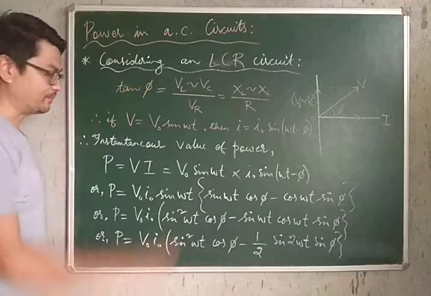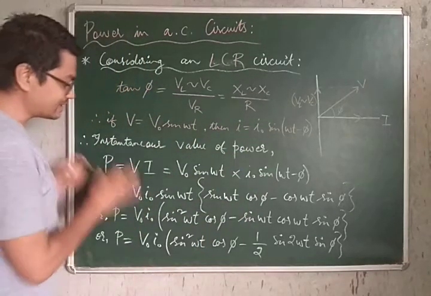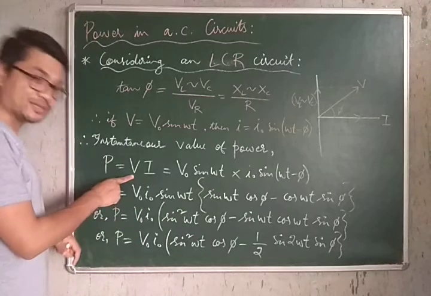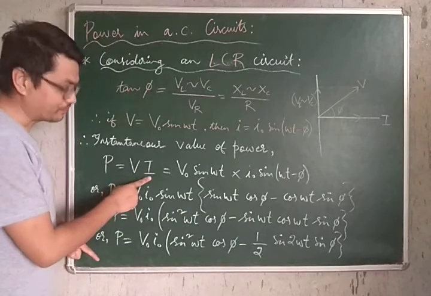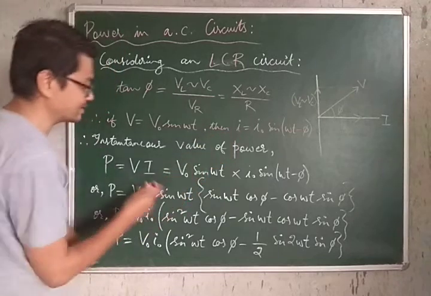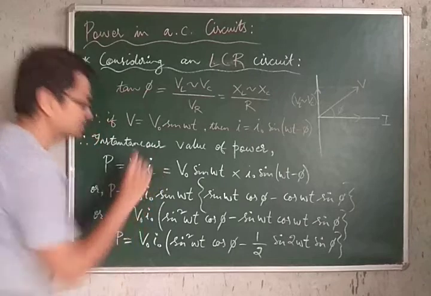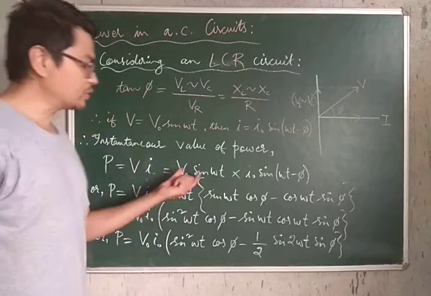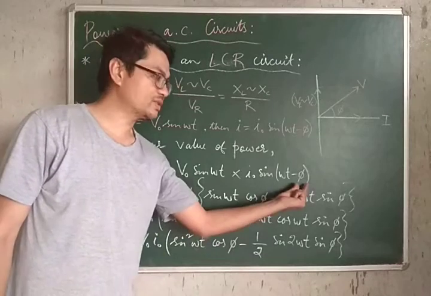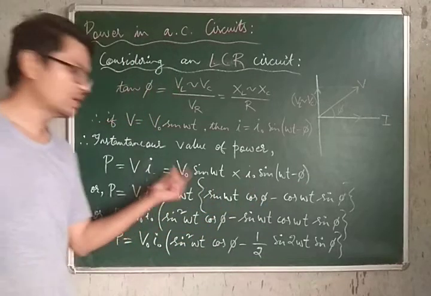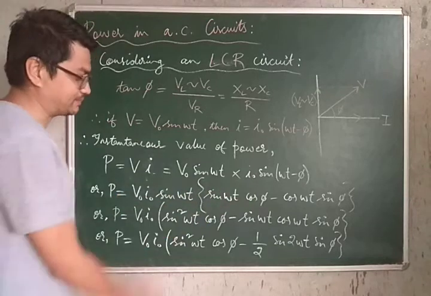So we know this. Therefore, the instantaneous value of the power is given by the instantaneous value of voltage times the instantaneous value of the current. I have denoted the instantaneous value of current by small i, so power equals small i times v. So this is equal to V0 sin omega t into I0 sin(omega t minus phi). There is a phase difference of phi between the current and the voltage.